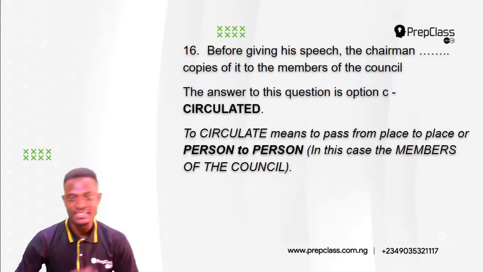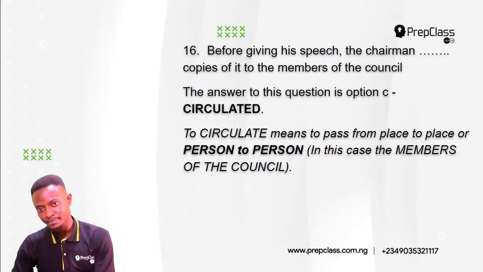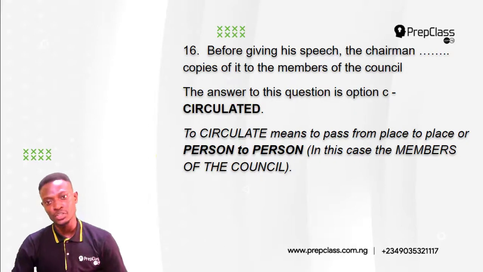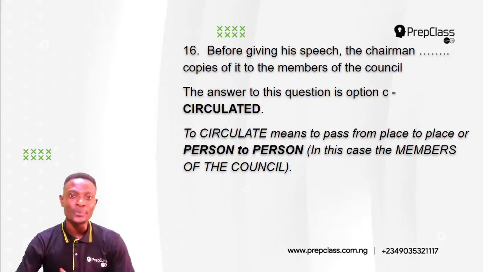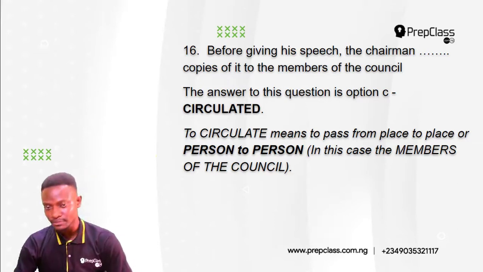So which of these options is the best to complete this sentence? Now, the answer to this question is option C, circulated. Before giving a speech, the chairman circulated copies of it to the members of the council.